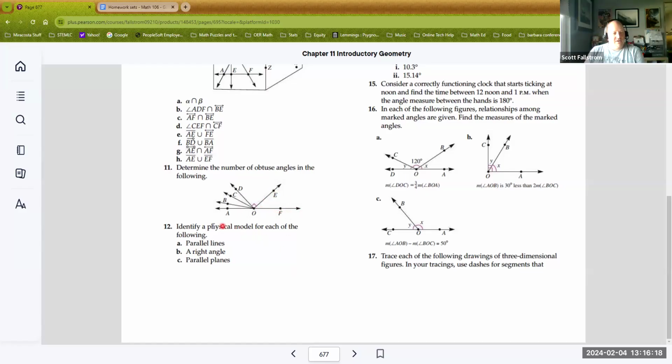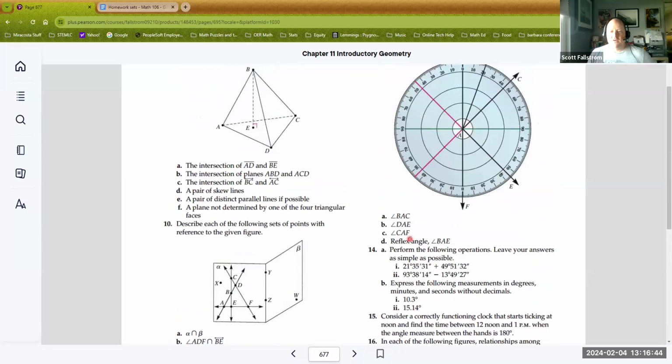When it says identify a physical model, think about reality. So if you look outside and you see something, you're like, those are parallel, then give a verbal description, a kind of a written description of what you mean by those are parallel. Maybe when you look at a fence, you can see that the lines between the little gaps between the boards, you could say those are parallel. That would be a representation of parallel lines.